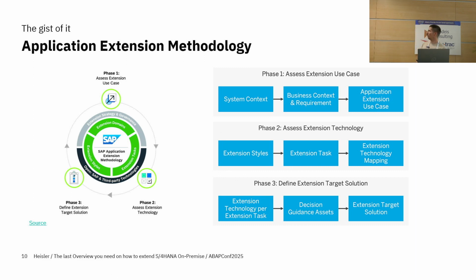The more important phase, in my opinion, is phase 2, at least for us developers, in which we will break down the use cases even more into the different extension styles. We'll break those up into tasks, and in the end, we'll do a technology mapping. So map them to whatever technology we want to use. Phase 3 is more like defining the target solution, having a guidance. I want to skip that.